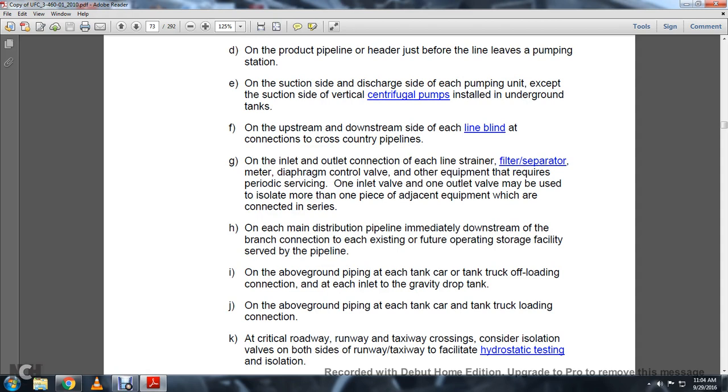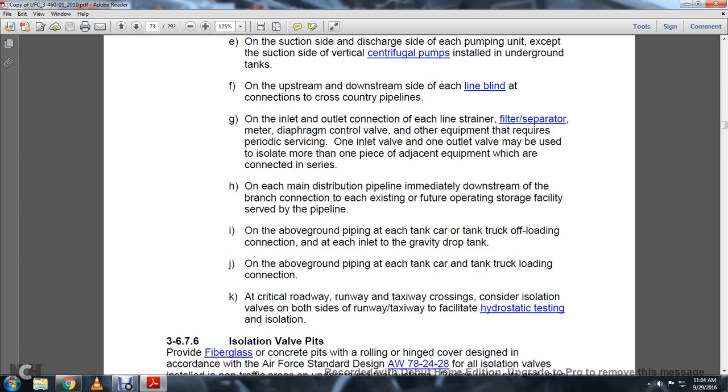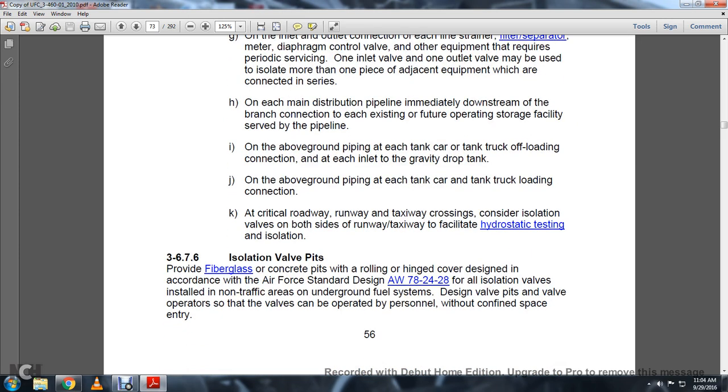On each main distribution pipeline and immediately downstream with the branch connection with each existing future operating storage facility served in the pipeline. On the above ground pipeline, each of the tank of the car, tanker truck with offloading connection, and each inlet with the gravity drop tank. On above ground piping with each tanker car and a tanker truck loading connection, a critical roadway, runway, taxiway crossing, considerably isolation valves, both sides of the runway, taxiway facility, hydrostatic testing and isolation.